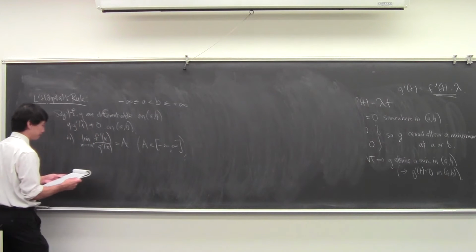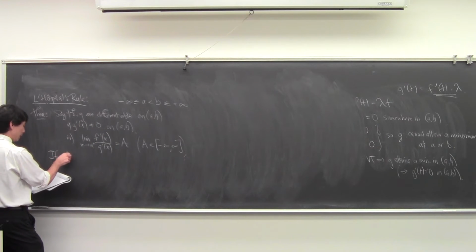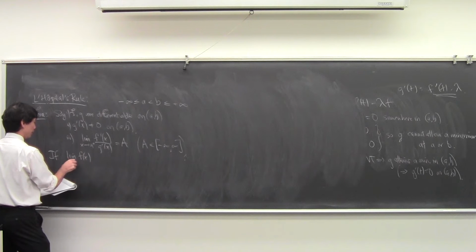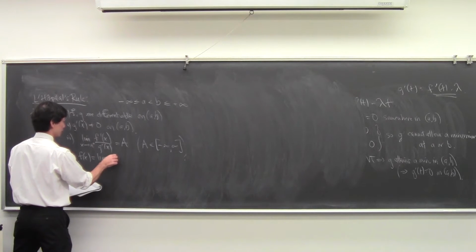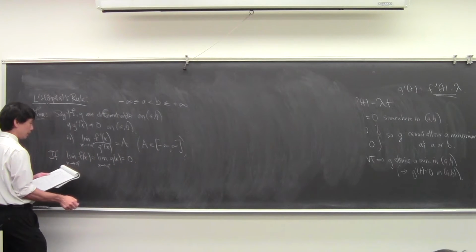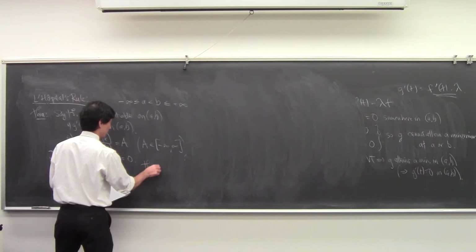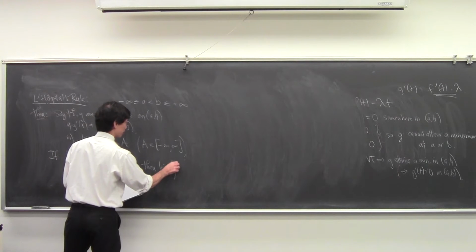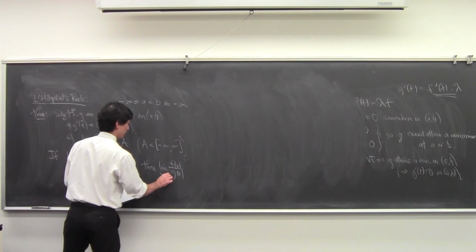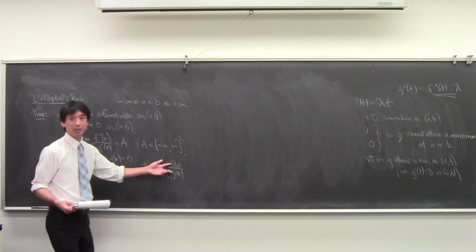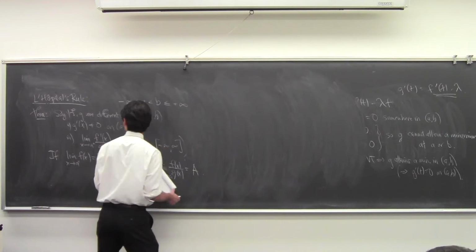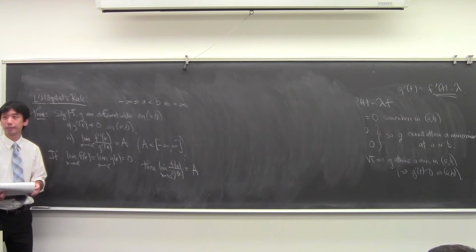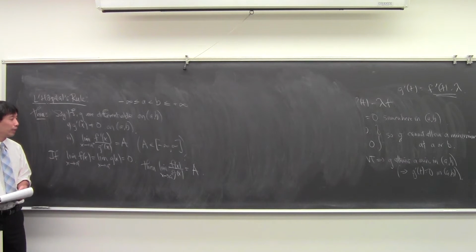Okay, then if the limit of f of x and the limit of g of x as x approaches a is 0, then the limit of the quotient, right? If the bottom and the top both go to 0, then the quotient is going to go to the same value as the quotient of the derivatives. That's your old friend l'Hôpital's rule.